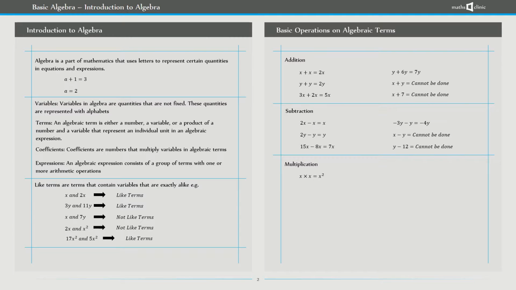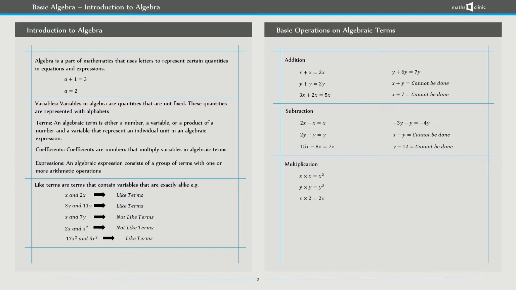What is x times x? X times x is x squared. What is y times y? Y times y is y squared. What is x times 2? X times 2 is 2x. Let's use 5 as an example: x times 5 will be 5x.